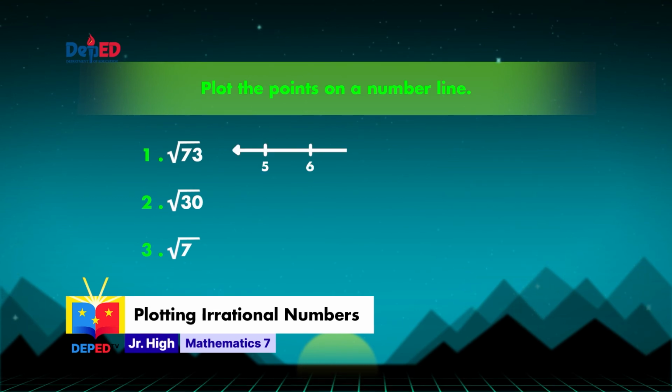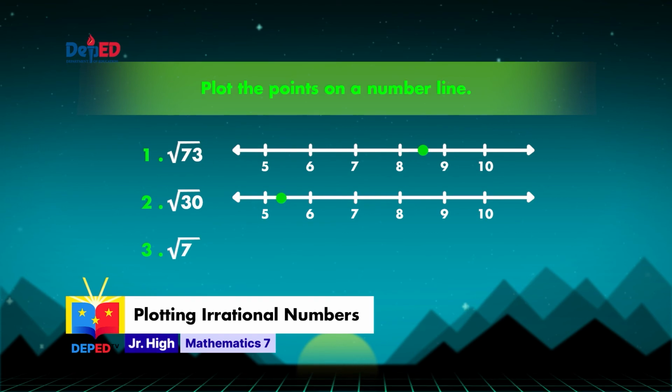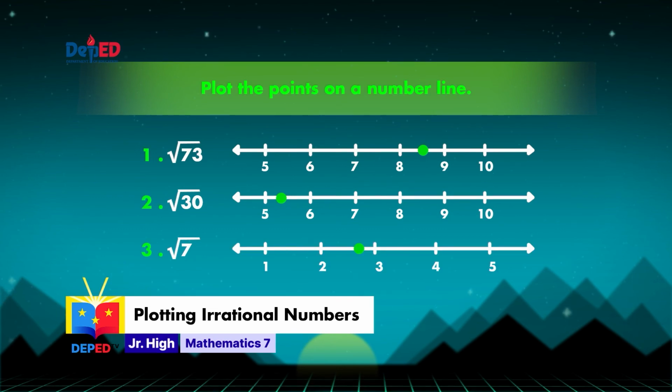Number 1. The square root of 73 is between 8 and 9. This should be closer to 9, so it should look like this. Number 2. The square root of 30 is between 5 and 6. This should be closer to 5, so it would be plotted here. Number 3. The square root of 7 is between 2 and 3 and should be closer to 3, so it should be plotted here.